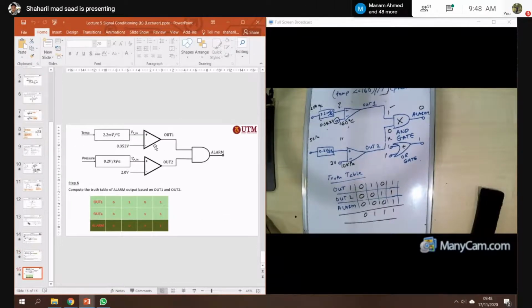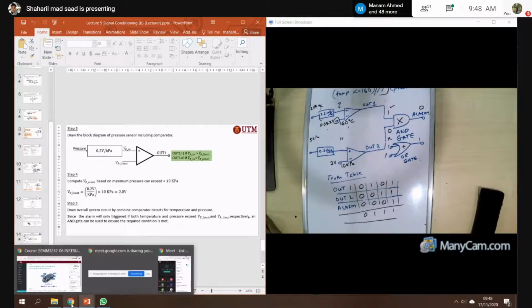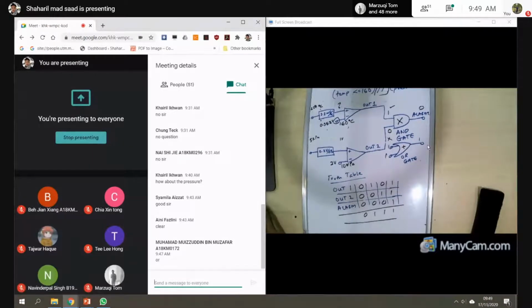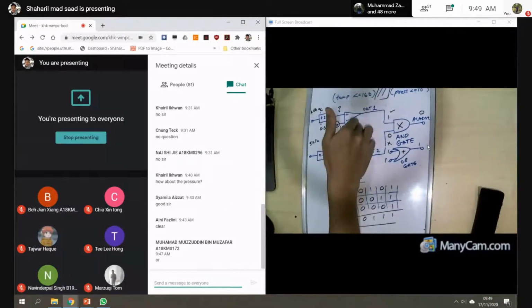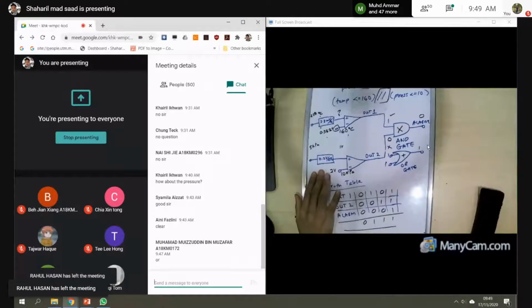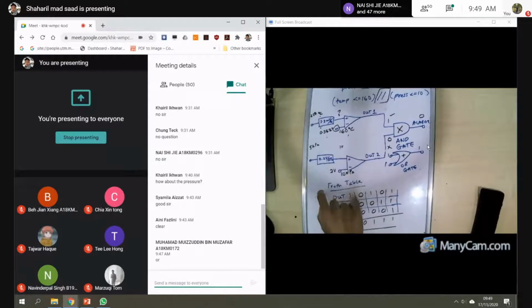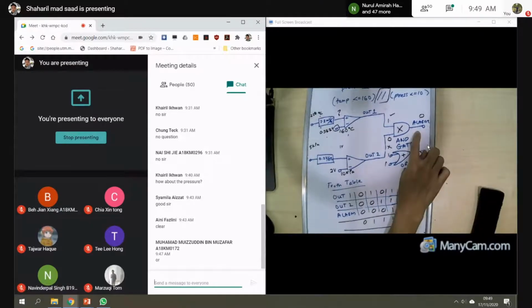You can go through all the solution here. So far, do you have any question? No? Okay. You can have multiple transducers here, depending on your application. For example, you want to detect temperature, pressure, level, and so on. Then you can design your circuit. The most important things are the AND gate and OR gate, and you can apply them. Is it clear?